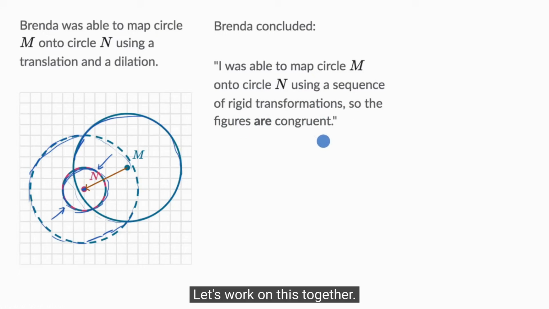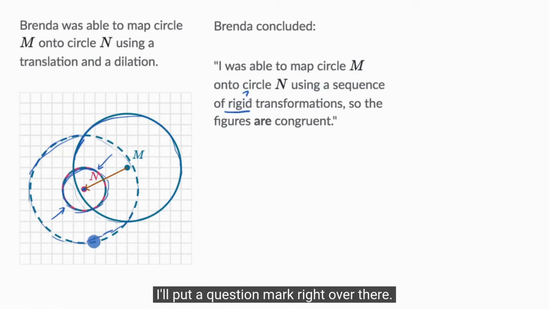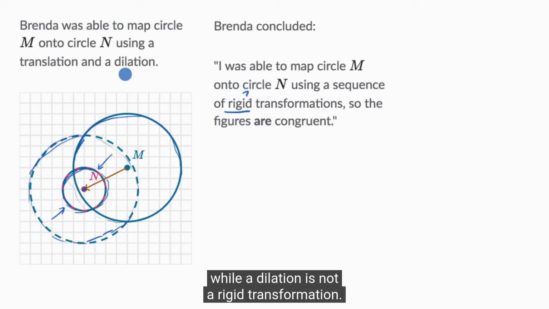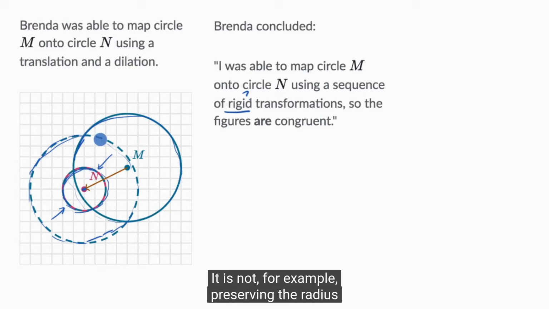All right, now let's work on this together. So she was able to map circle M onto circle N using a sequence of transformations. She did a translation and then a dilation. Those are all transformations. But they are not all rigid transformations. I'll put a question mark right over there. A translation is a rigid transformation. Remember, rigid transformations are ones that preserve distances, preserve angle measures, preserve lengths, while a dilation is not a rigid transformation. As you can see very clearly, it is not preserving lengths. It is not, for example, preserving the radius of the circle.